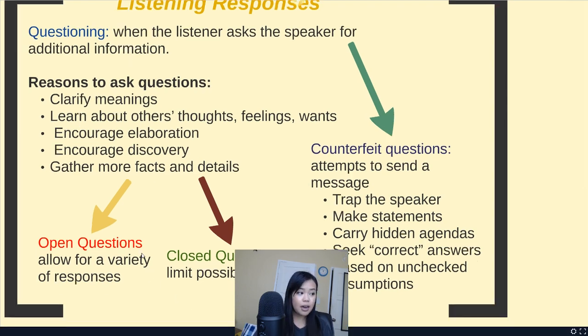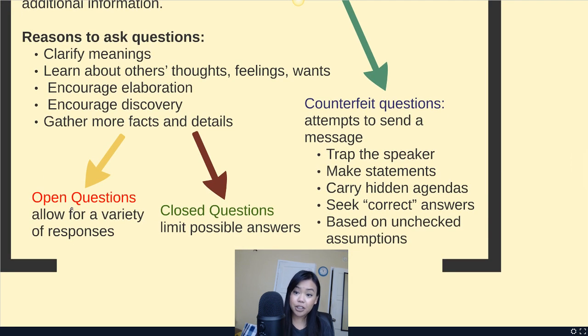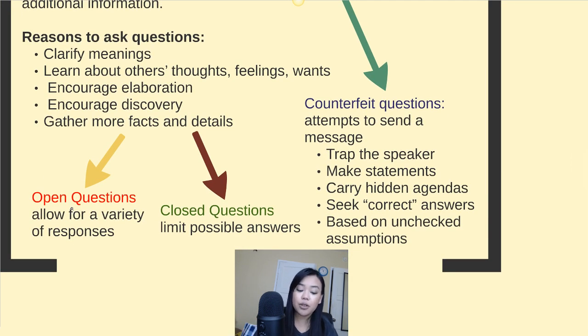Open questions are the type of questions that allow for different varieties of responses. So things like saying, how did you feel about that? Or why do you think you reacted that way? Or is this something you would like to see happen in the future, or why? Those are open responses because they allow someone to kind of craft an individual response however they want.